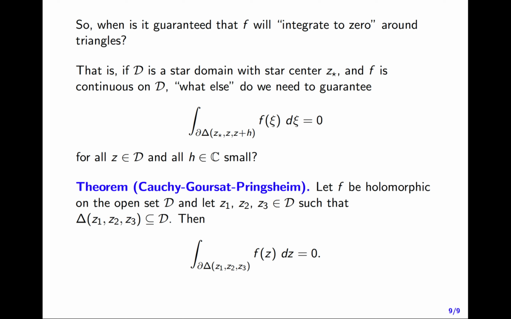And if f is holomorphic on this open set D, pretty big assumption, certainly stronger than just continuity, if f is holomorphic, then the integral of f over this triangle will be equal to 0. So this answers our question of what else. What else do we need to guarantee that the integral of f over triangles with suitably nice vertices is equal to 0? Holomorphic. If f is holomorphic, the integral of f over triangles is 0, and antiderivatives will exist.